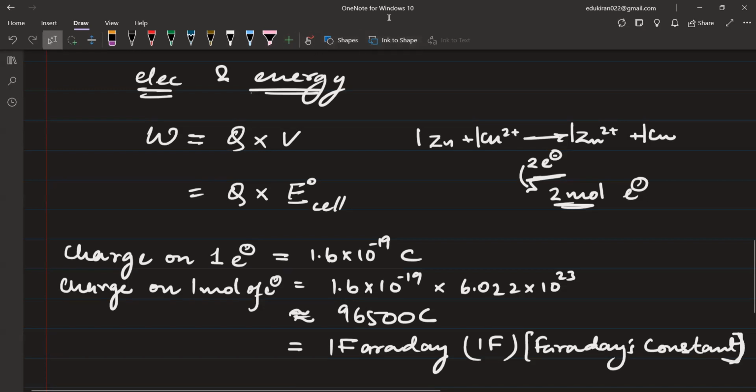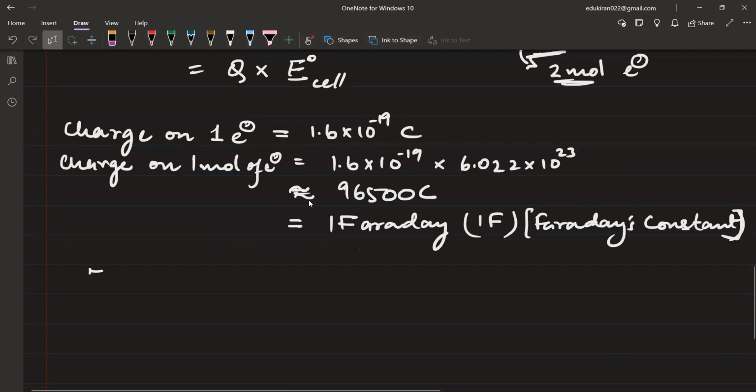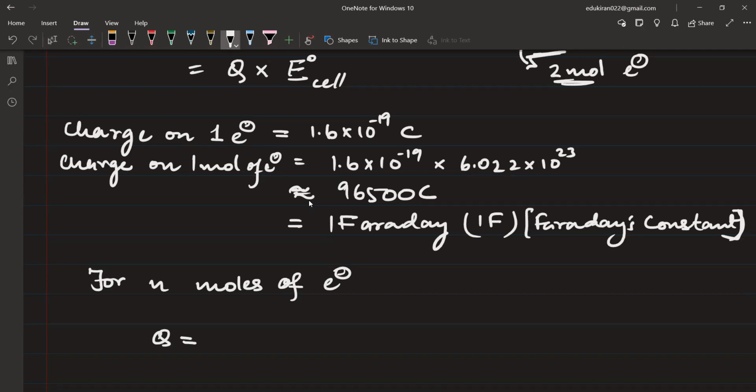Now for n moles of electrons, Q will be equal to n Faraday, because for 1 mole of electrons it is giving me 1 Faraday. If we have 2 moles, it will give me 2 Faraday. If we have 3 moles, 3 Faraday. 4 moles, 4 Faraday, and n moles will give me n Faraday of charge.